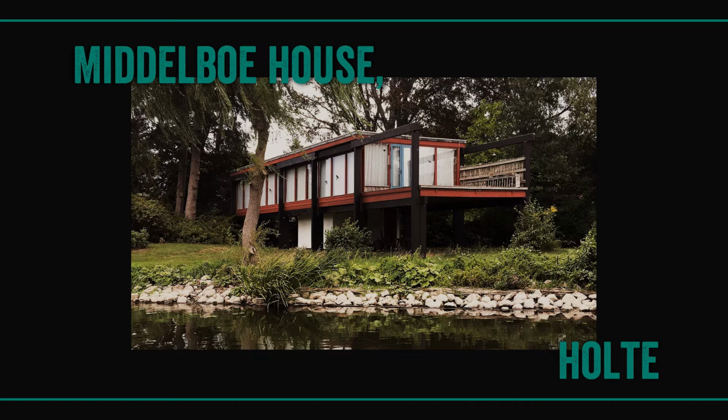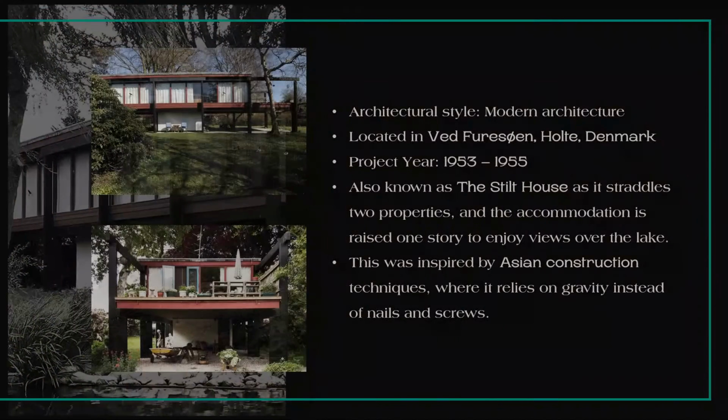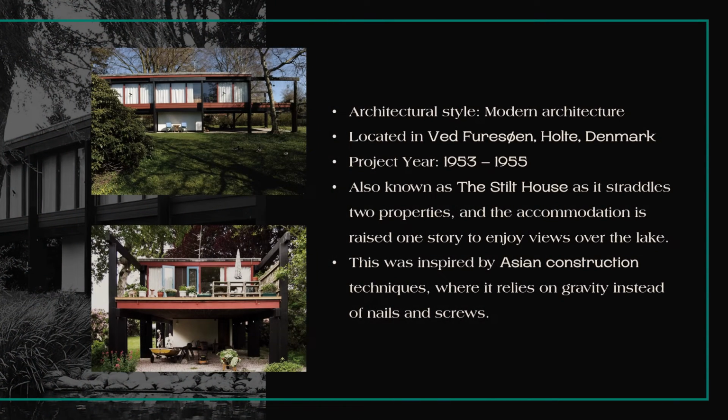Another notable work of Jorn Utzon is the Middle Bow House in Holte. The architectural style of the Middle Bow House is modern architecture. It is located in Vedbaek, Holte, Denmark. The project started in 1953 and ended in 1955.